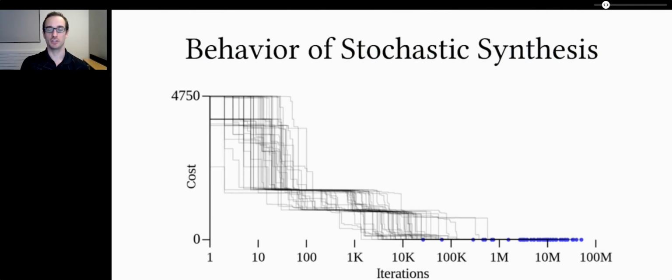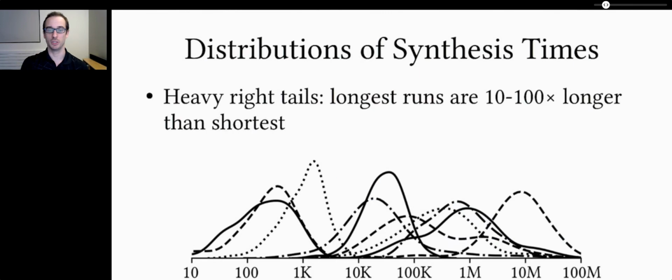We can define a plateau as a region of the search where the cost doesn't vary much compared to the overall variance in the search. Because most of the search time is spent in plateaus, they have a strong effect on the overall distribution of search times. When we plot many of those search time distributions, we see that they often have heavy right tails. In particular, the longest runs can be orders of magnitude longer than the shortest ones.